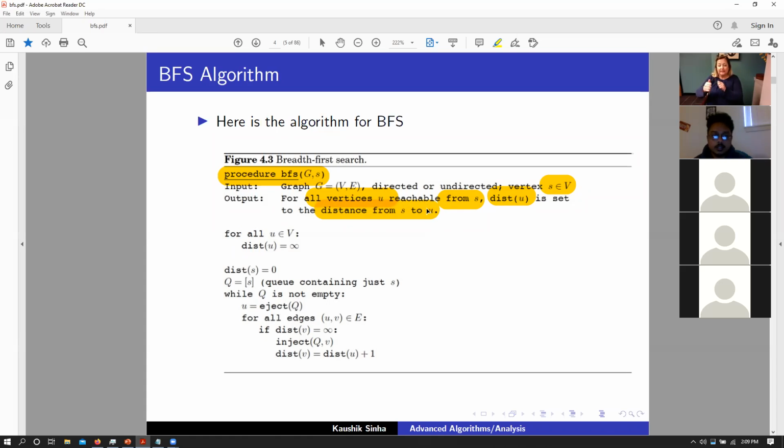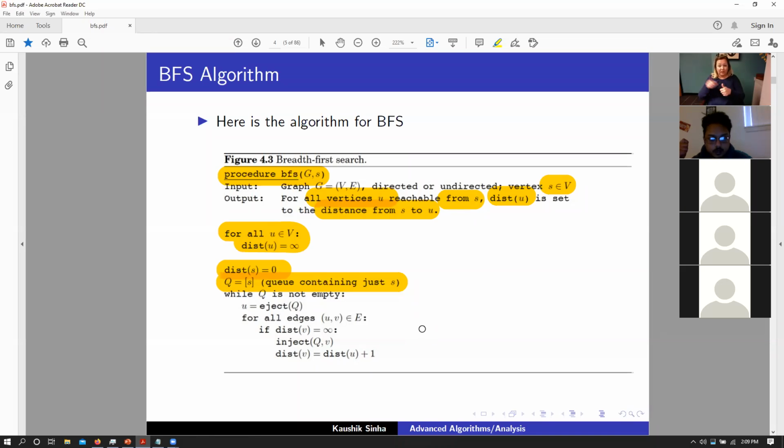Okay. So again, as we did for DFS, we would first initialize all the vertices' distances to infinity, and then let's set the starting distance for S as 0 because S is reachable from S without any distance. And then let's have a queue that currently has only one node, that is S. We are going to add more and more nodes to this queue as we discover them.